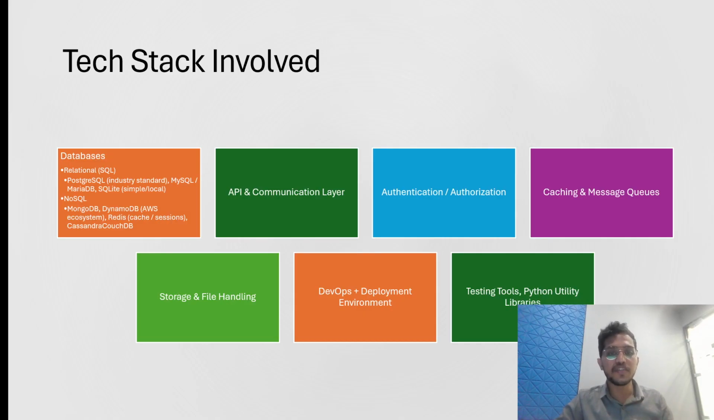Next comes our DevOps and deployment environment. For DevOps, we can use Docker and Docker Compose, and we have CI/CD pipelines like GitHub Actions, GitLab CI/CD, Jenkins, and CircleCI. So all other platforms for CI/CD development. And then we have testing tools like Python unittest, PyTest with AsyncIO, and Selenium. All these things can be used for testing your web application.